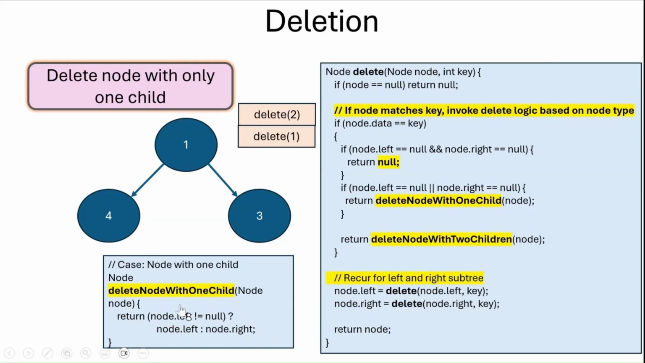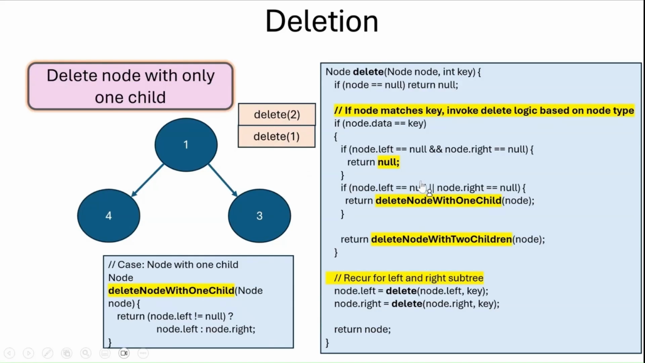Now the node which we are deleting, if it has a left child, then we are returning the left child of that node. And if it has a right child only, then we are returning the right child. So basically now for node 2, we are not sending back the node 2 reference. We are sending the reference of its child, either left child or right child, whichever is not null.